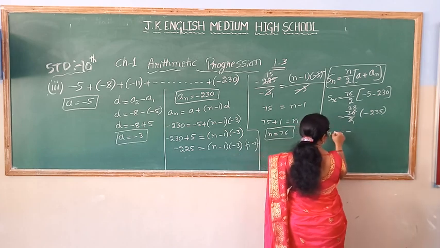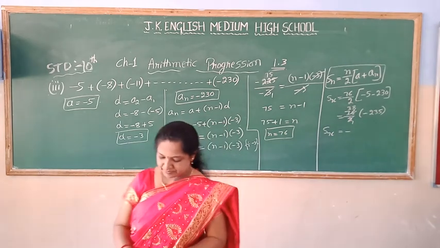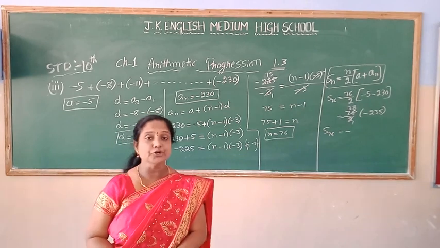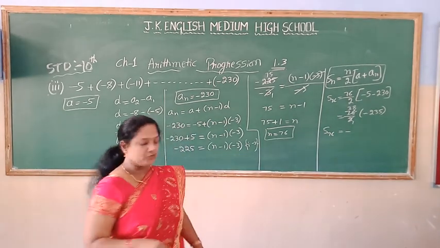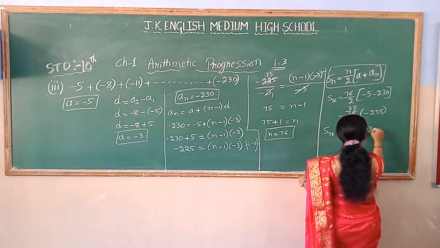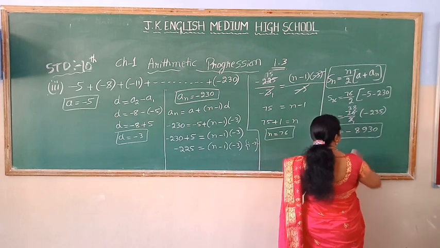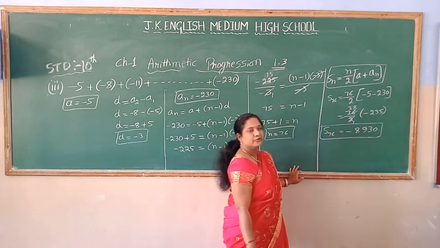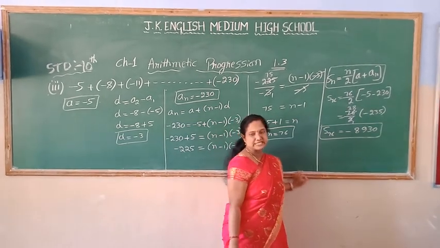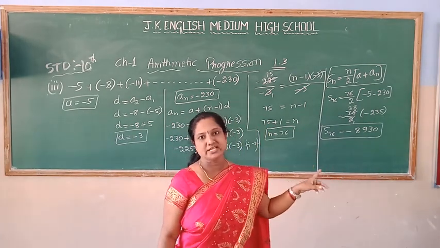When you multiply 38 into 235, you will get the answer. Multiply and see. Check. You should know tables properly to multiply. You are going to get 8930. You multiply, check. You will get minus 8930. So the sum of 76 terms of the AP is this much, that is minus 8930.